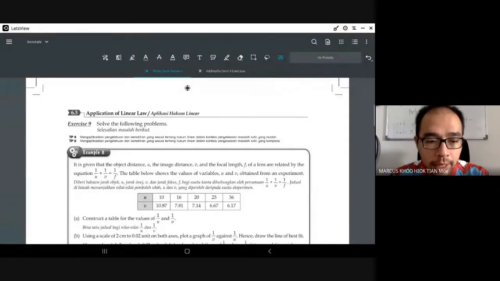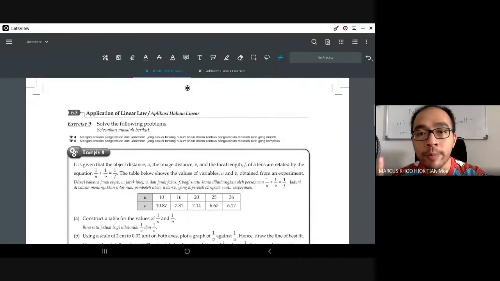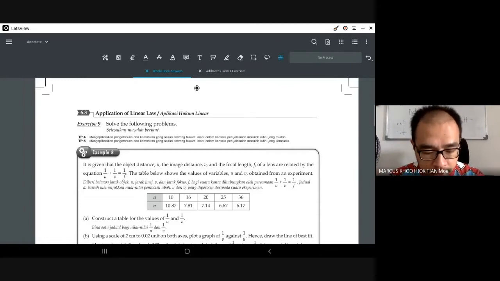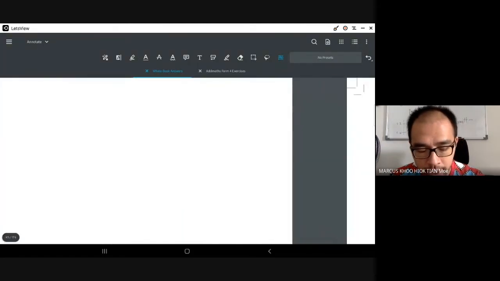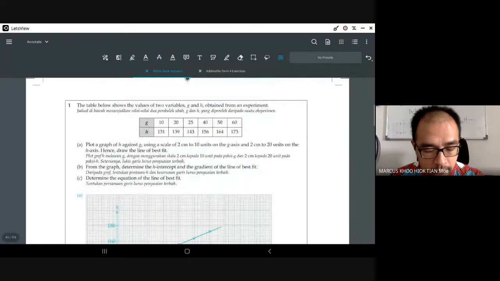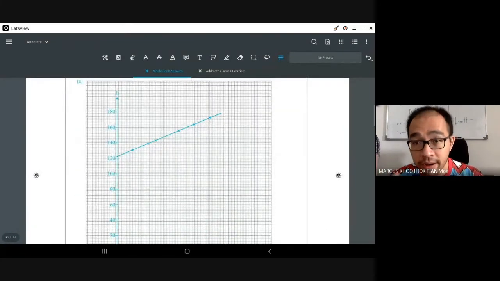So today I want to combine everything that we have learned so far into a proper problem-solving question. This is a very common question that we usually see coming from this chapter. The first thing I want to do is just to refresh with you all what we have done so far. The first thing, which I have emphasized a lot, is how to draw a best fit graph.